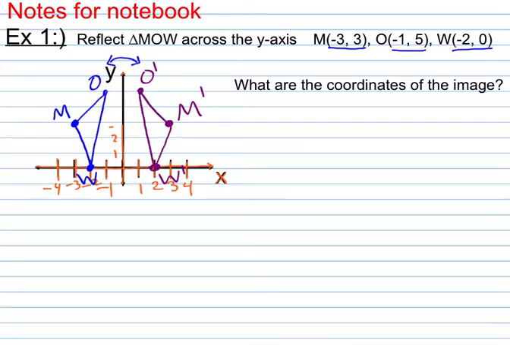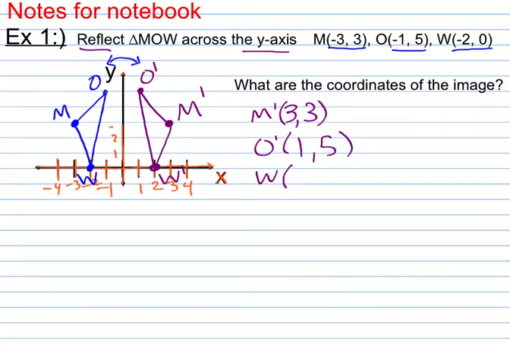So we've got 2 of the 3 things that you need to always be able to connect. We have the description, reflect across y-axis. We've got the picture now. We don't have the coordinate rule, but we'll get that in just a moment. We're going to write the coordinates of the image. So M prime is located at 3, 3. O prime is located at 1, 5. And W prime is located at 2, 0.